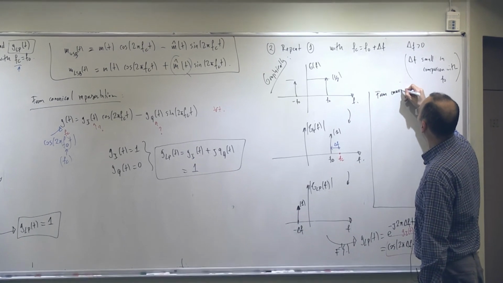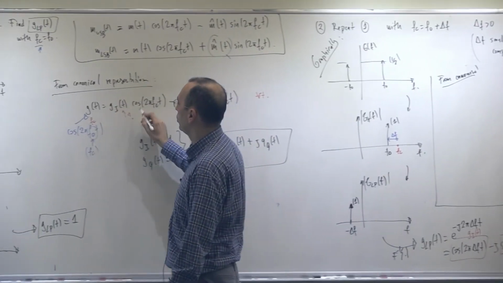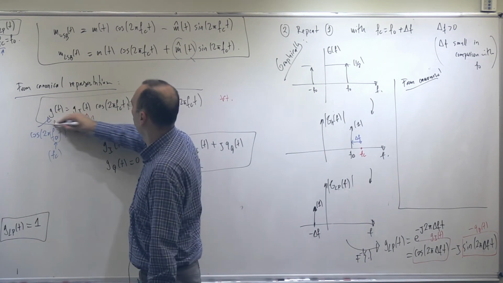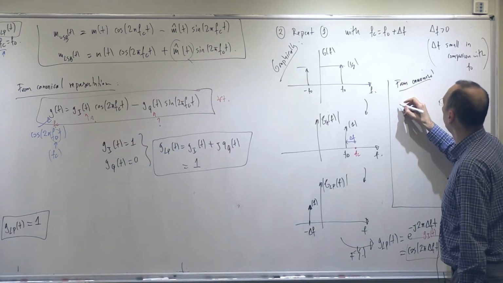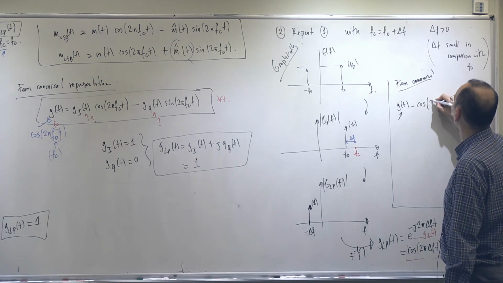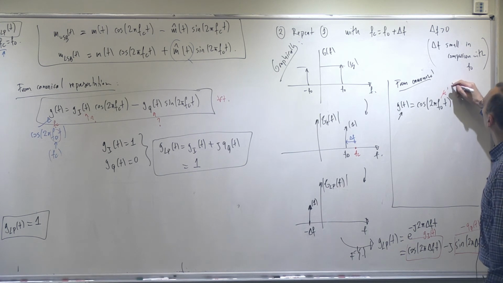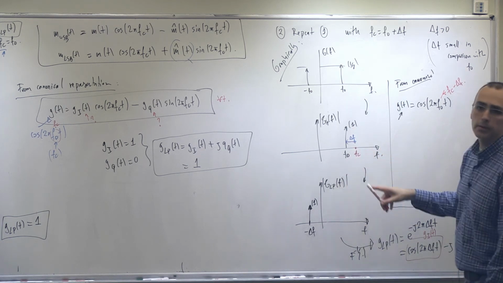From canonical representation. So how can I do this? Now I should be writing the same thing for over here. So this time the only difference is, let me write, g of t is this time something like cosine 2 pi f naught t. Am I right? So this f naught is equal to fc minus delta f. Do you agree?